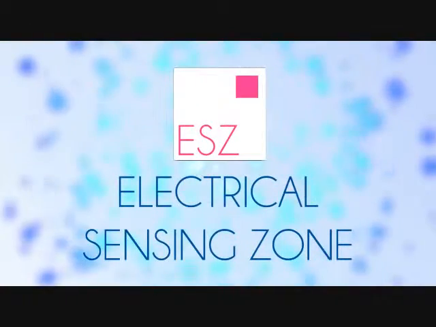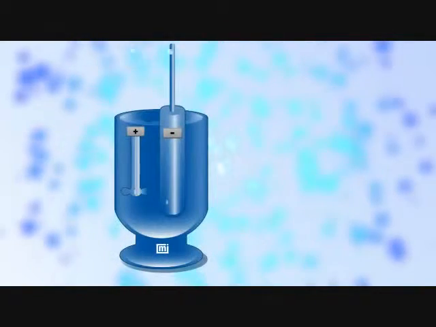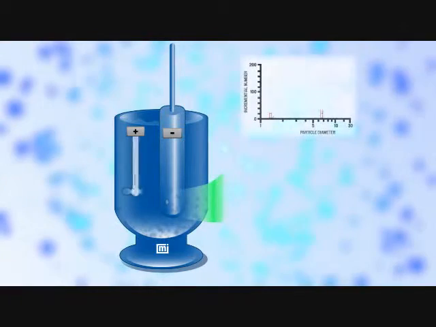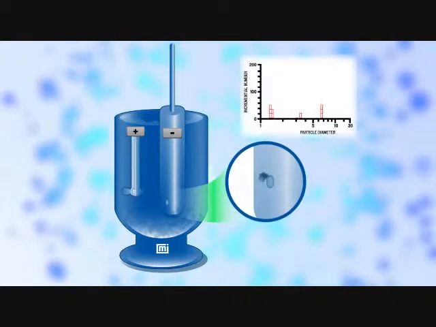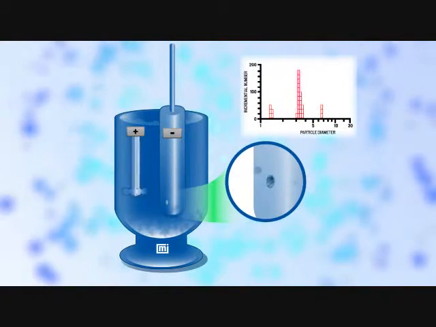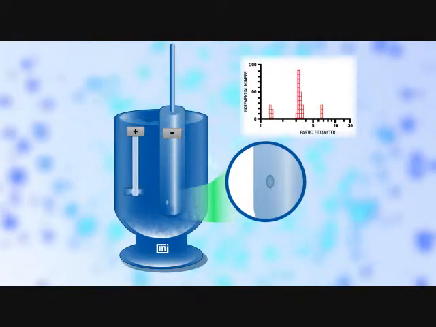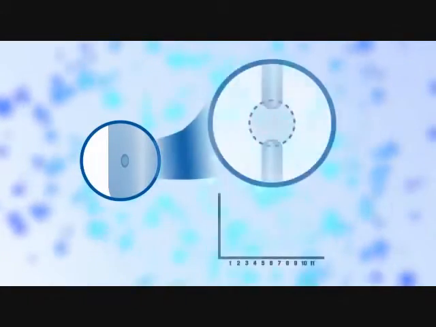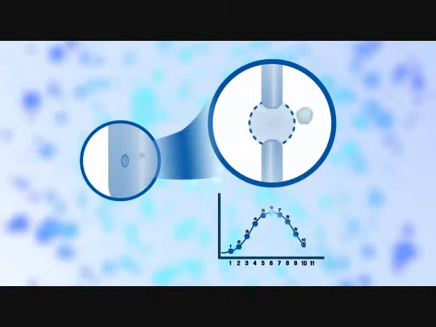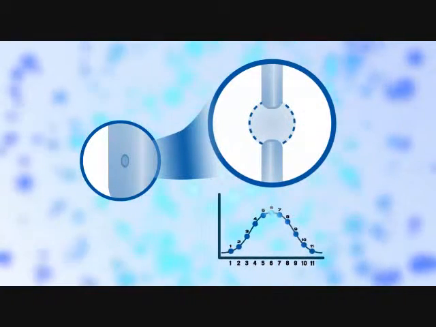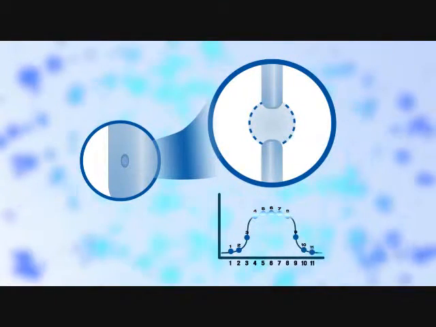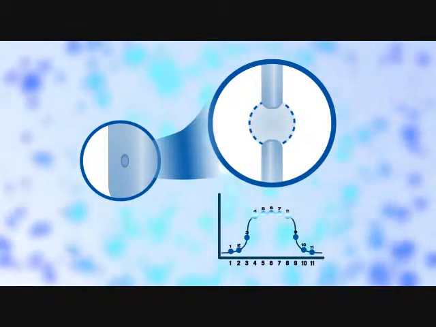Electrical sensing zone. For applications where the particles are in low concentration and require a high-resolution analysis that can also count the number of particles, there is the electrical sensing zone, or ESZ, technique. Based on the Coulter principle, ESZ can provide this type of information by monitoring changes in resistance through an orifice separating two cells of electrolytic solution by a direct measurement of the volume occupied by the particle.